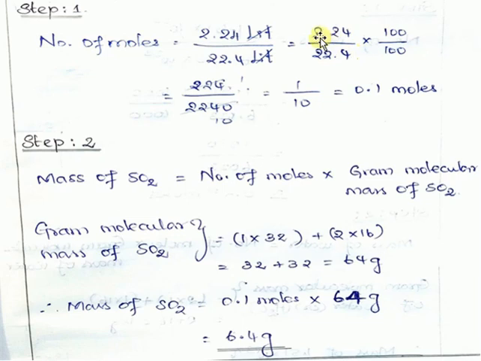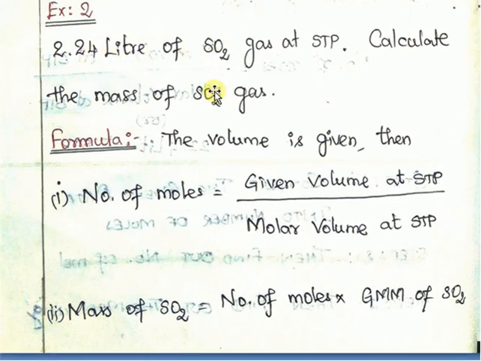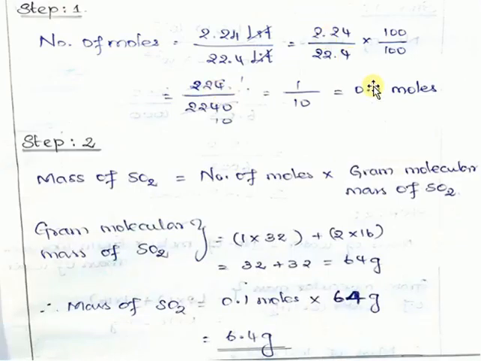So I just want to make it a whole number. So what I'm going to do, I'm going to multiply by 100 by 100, so that this top number will be a whole number now. 224 divided by 2240, which is equal to nothing but 1 by 10. Can you clearly see? This is 1 time, this is 10 times. So 1 by 10, which is nothing but 0.1 moles. So what we have calculated, 2.24 liters of sulfur dioxide is nothing but 0.1 moles. So now we have to calculate the mass.